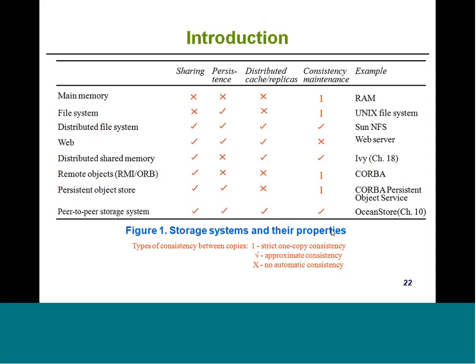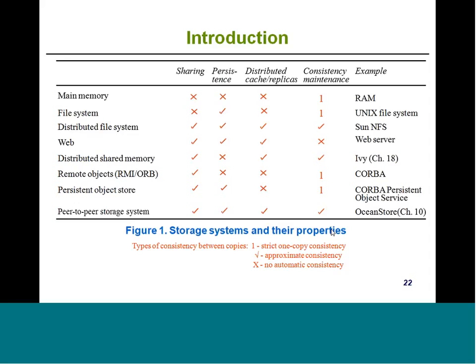Then by nature, main memory is also a very localized memory. So we don't keep any distributed cache or replicas. So that's also no. Then the consistency maintenance: it tries to maintain consistency, but it's still one copy consistency, so you cannot replicate that copy across multiple main memory systems. Here we will call it main memory systems. Examples are RAM, and DDR is another one. Those kinds of things.